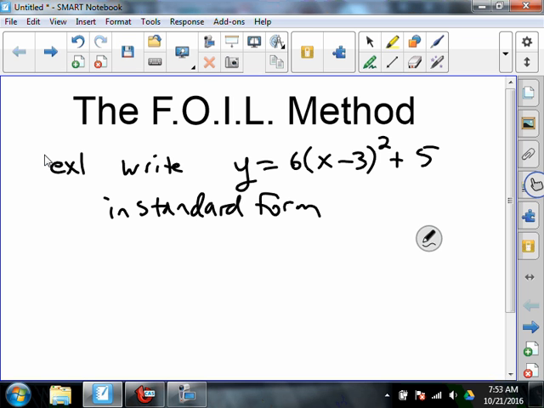Now, if I asked a group of Algebra 2 students to do that, I know that there would be 2 out of a class of 25 that would get that right. And I know that there would be 23 out of the rest of the class who would get that wrong. So let me show you the wrong way that people would go about doing this.